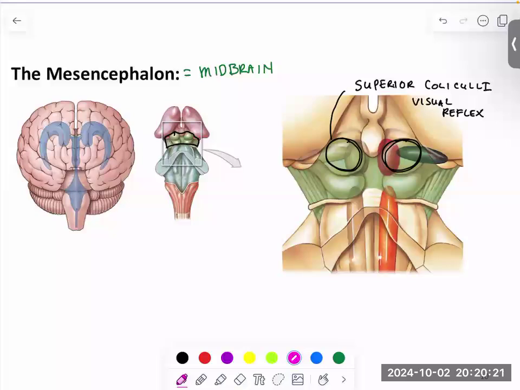The inferior colliculi, in pink, there are 2 bodies. This is the inferior colliculi. This one's another reflex. This one's responsible for your hearing reflexes. So when someone screams and yells and it just startles you, those weird noises that startle you, that is controlled by the inferior colliculi.